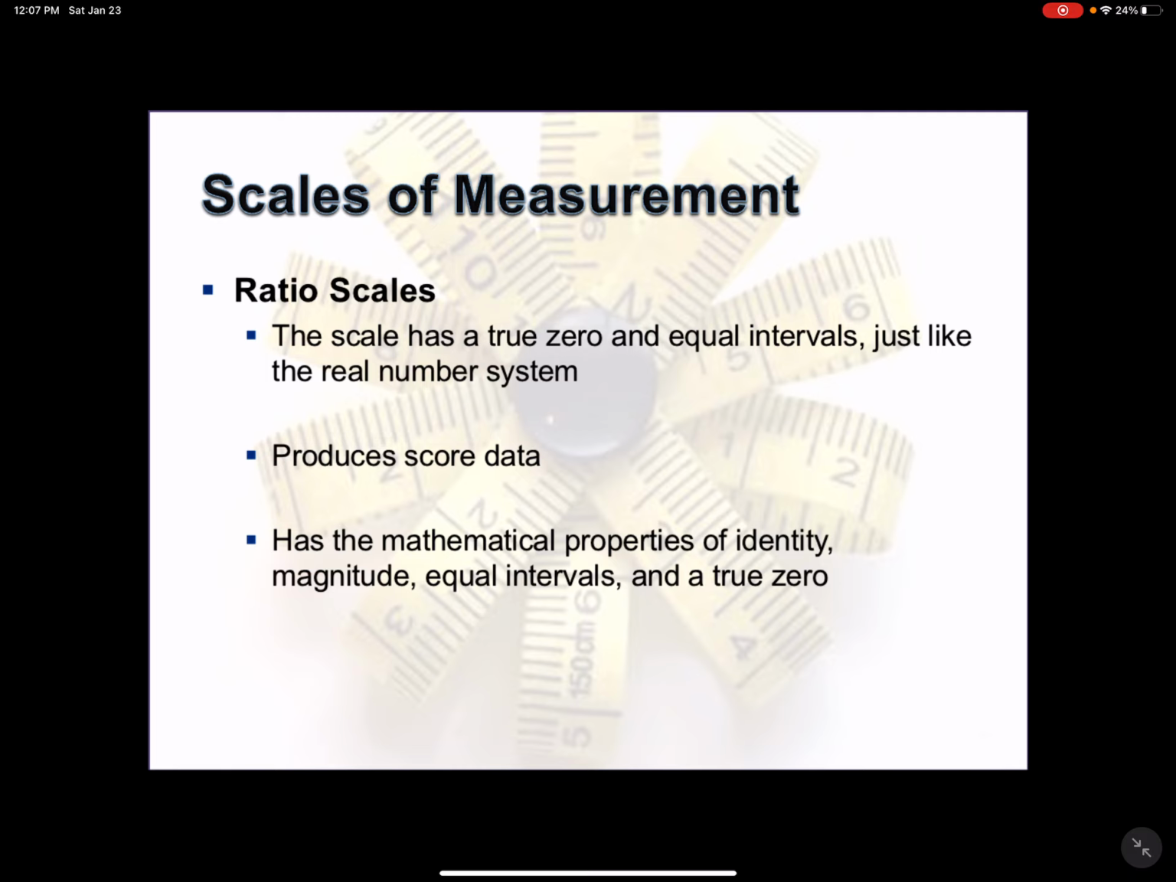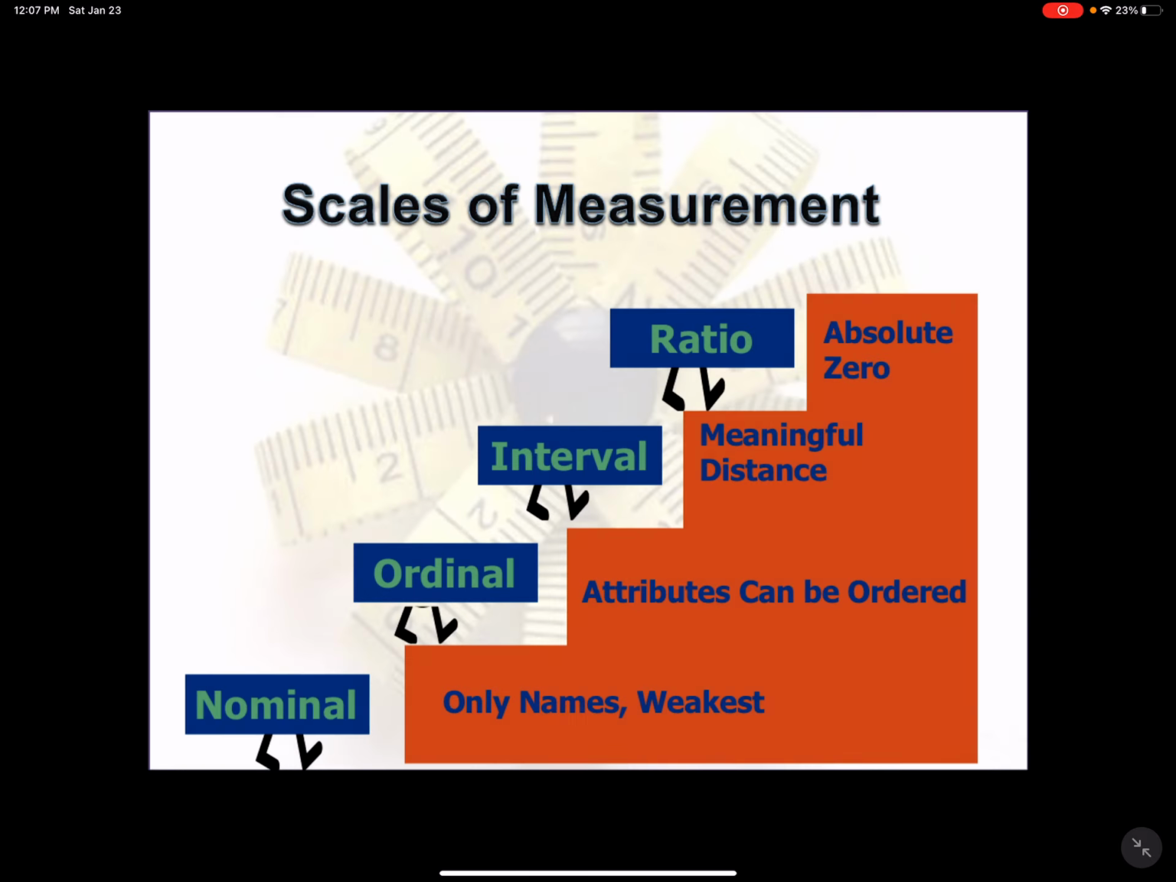I won't give you an example that's tricky, but I do want you to know that interval means equal distance and zero is arbitrary. Interval is equal distance and zero is arbitrary, while ratio is everything. It has equal distance and zero means an absence of the property. Okay, there we have it. NOIR: nominal, ordinal, interval, ratio.